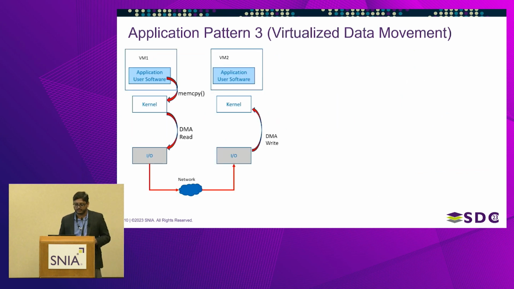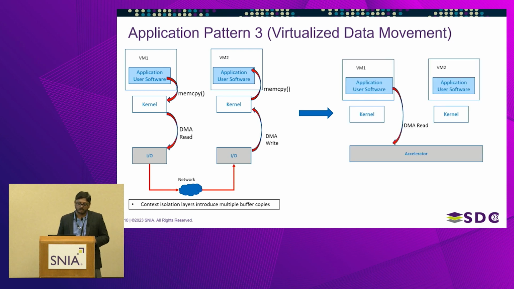This is another example of virtualized data movement that I was talking about earlier. This type of accelerator pattern allows you to do VM to VM data movement without involving the hypervisor during the time of the data movement. Of course, the hypervisor is still in control whenever it needs to stop it, quiesce it, resume it.